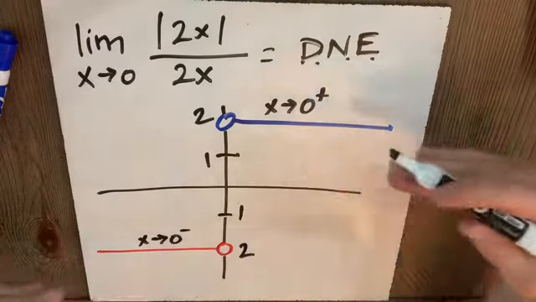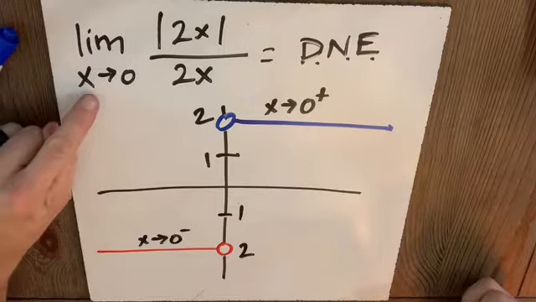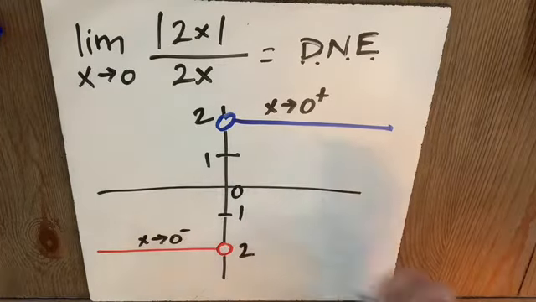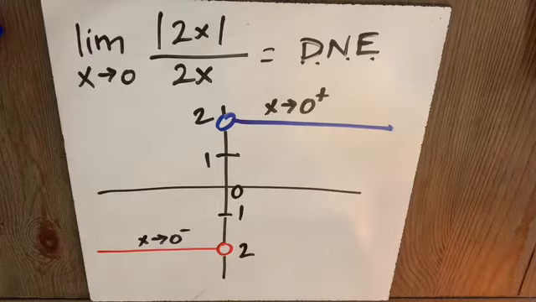The trains are going into different stations. So if you are looking for the limit right here at x equals 0, then you'd have to say the limit does not exist. We don't have a trend in y. Why can't we find the limit?